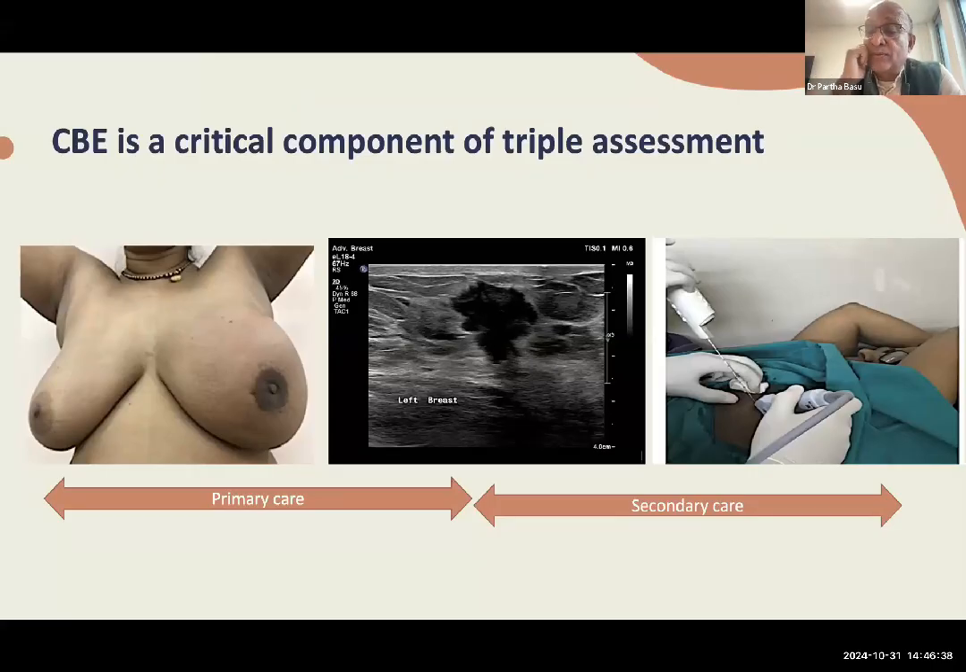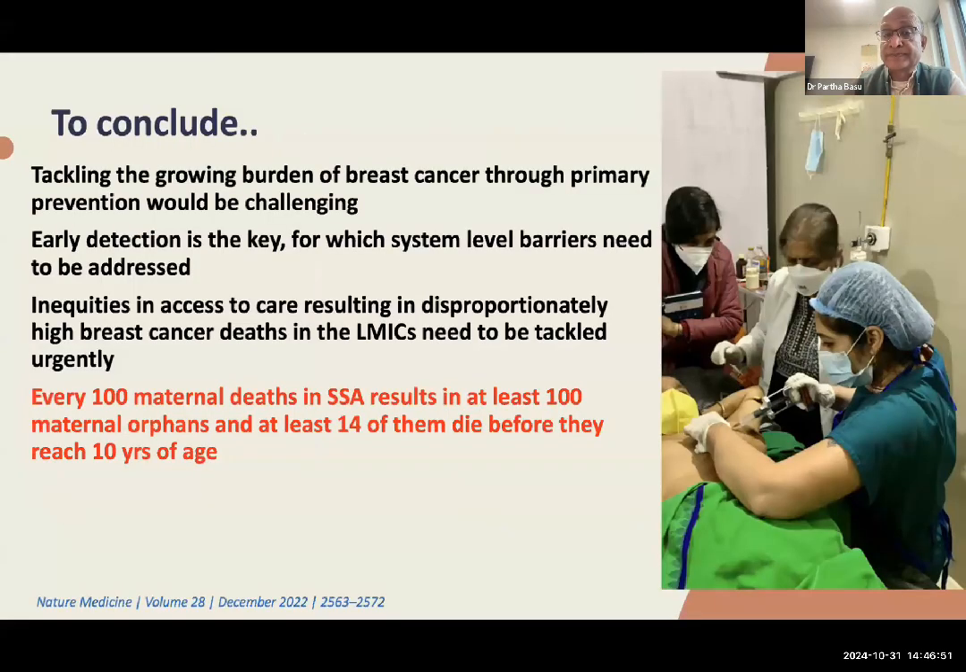And then we have to go for core biopsy that can be ultrasound guided or it may not be ultrasound guided. But this is an essential part of the early diagnosis component, which is also in the screening component. Ultimately, women will come for triple diagnosis.